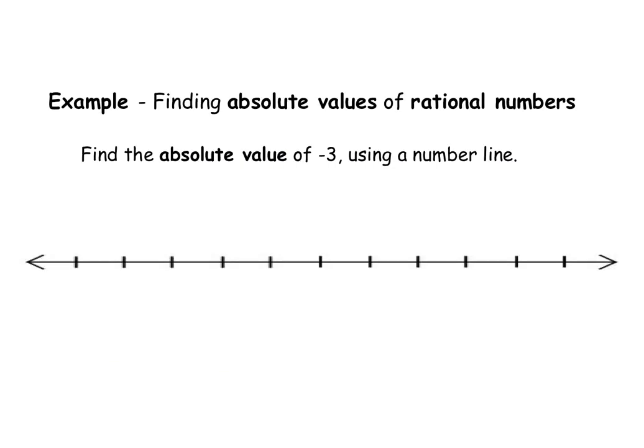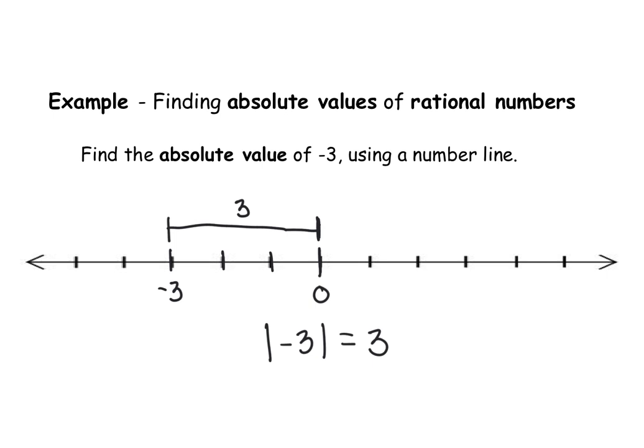So for another example, find the absolute value of rational numbers. Let's find the absolute value of -3 using a number line. Here is 0, and there's -3. -3 is a distance of 3 away from 0, so therefore we would say the absolute value of -3 is equal to 3.